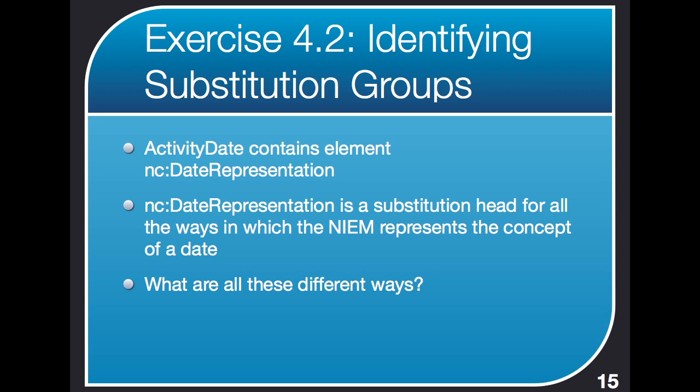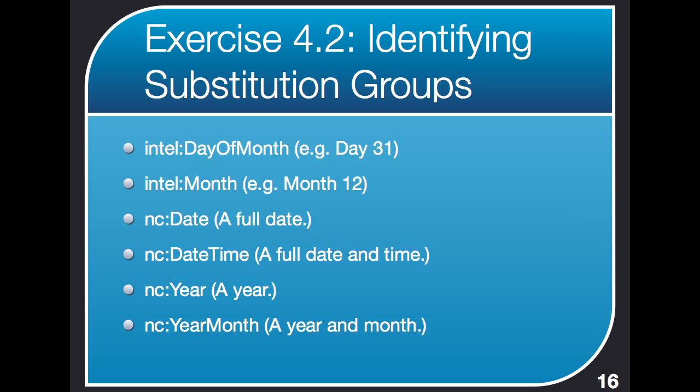Activity date contains, in turn, a date representation. So the date representation is the different ways to show a single point in time. The date representation object is a substitution head for all the ways that the NIEM represents a concept of a date. So now your task is, using those same search tools, find out all the different ways to represent a date. In other words, all the group members of the substitution group for which date representation is the substitution group head. These are the 6 different ways to represent a date in the NIEM.